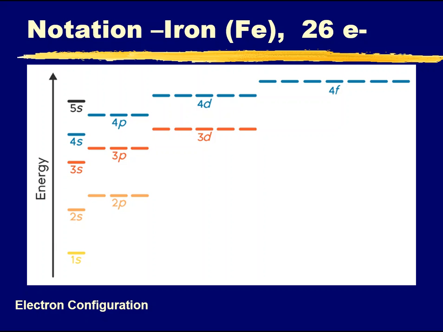Now your turn. You're going to try to fill in the orbital diagram for iron. 26 electrons. I already looked at the periodic table for you, figured that one out. So go ahead and take a moment to fill in the arrows and do the electron configuration for iron. Your turn, practice.